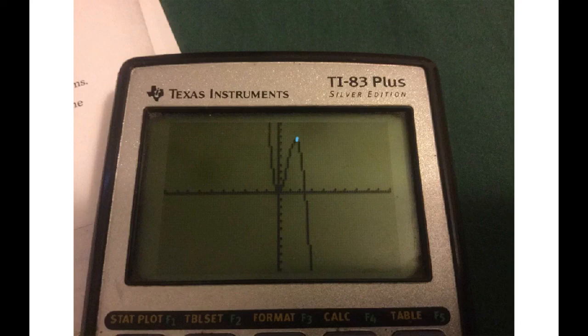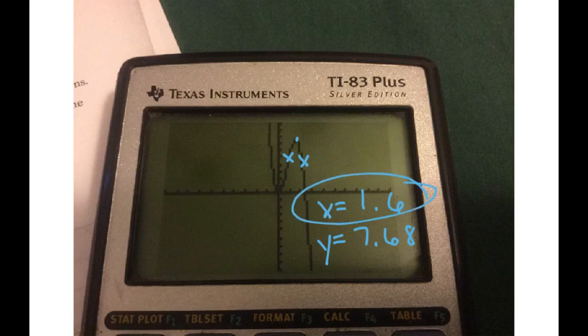When it says left bound, please put the cursor somewhere to the left of the maximum and hit enter. When it says right bound, move the cursor somewhere over to the right side of the maximum and hit enter. And when it says guess, hit enter again. Down at the bottom of the screen, it tells you that x is equal to approximately 1.6, and it tells you y is 7.68. This is the value of x that maximizes the volume of the camera. This is the maximum volume.